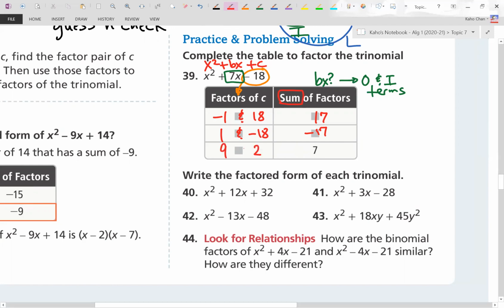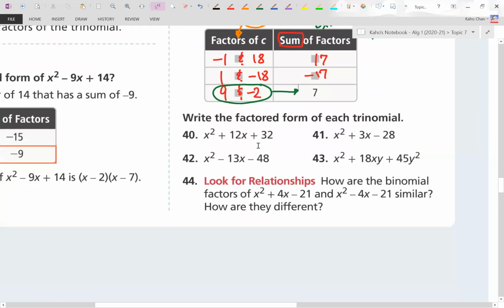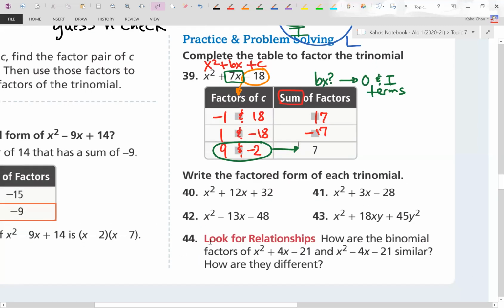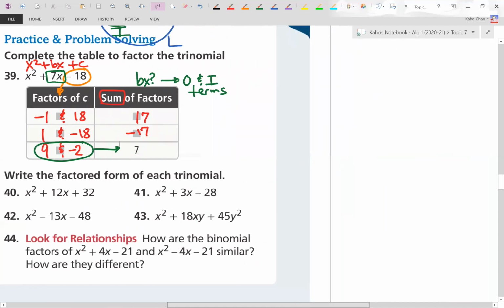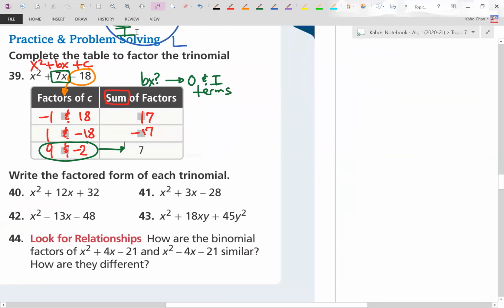So I'm just trying to walk you through writing the numbers down first and realizing one of them has to be negative, one of them has to be positive. So I want to slap on a negative to the 2, which will give me a positive 7 when I add those together. Ding, ding, ding, there it is. If I add this together, they'll give me a positive 7. And there's my table filled out. Very good. All right, I'm going to need a little space here for 40 through 43, if you don't mind.